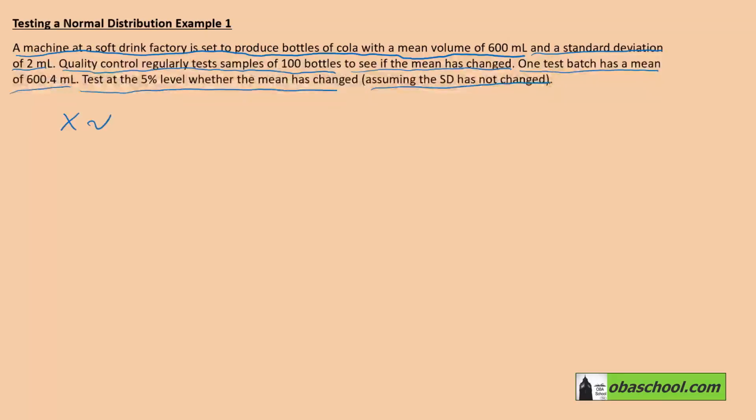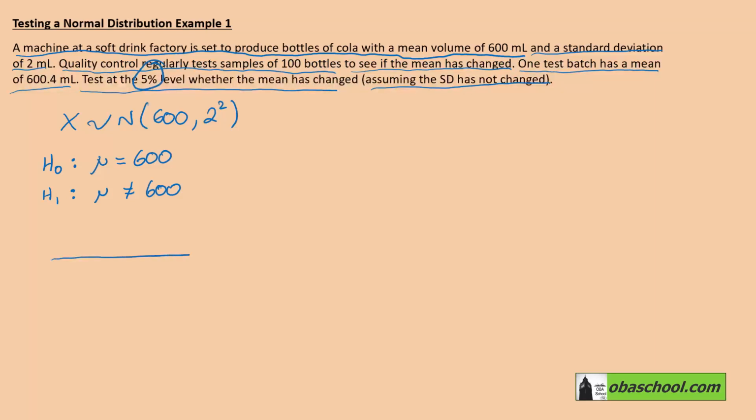So we know that our bottles follow a normal distribution with a mean of 600 and a standard deviation of 2. So I'm going to set up a null hypothesis, which is that mu is equal to 600. That's the hypothesized mean. We're just seeing if it's changed, so the alternative is that mu is not equal to 600, which is going to give us a two-tail test, which needs to be at the 5% level.